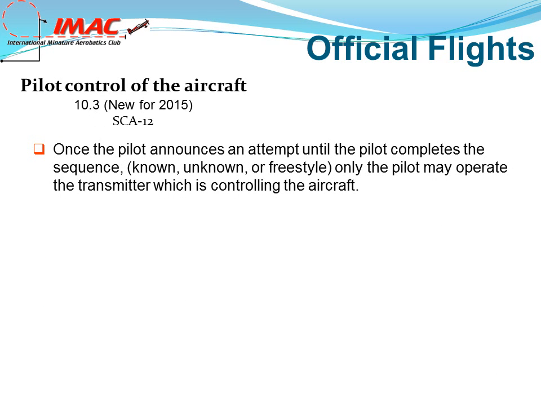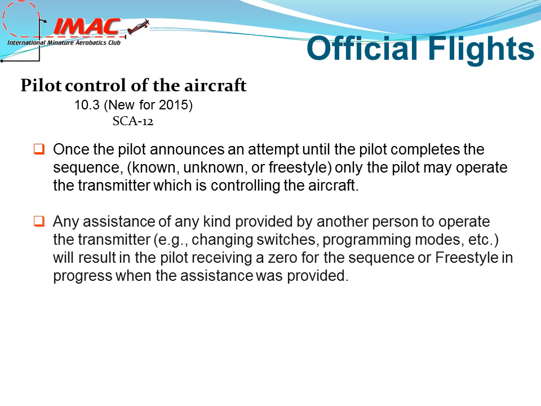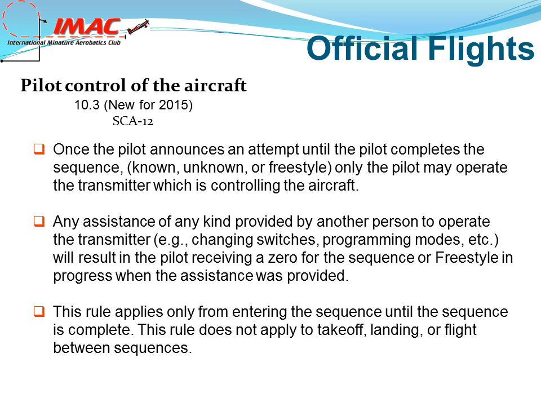Once the pilot announces an attempt, until the pilot completes the sequence, known, unknown, or freestyle, only the pilot may operate the transmitter which is controlling the aircraft. Any assistance of any kind provided by another person to operate the transmitter, such as changing switches, programming modes, and etc., will result in the pilot receiving a 0 for the sequence or freestyle in progress when the assistance was provided. This rule applies only from entering the sequence until the sequence is complete. This rule does not apply to takeoff, landing, or flight between sequences.